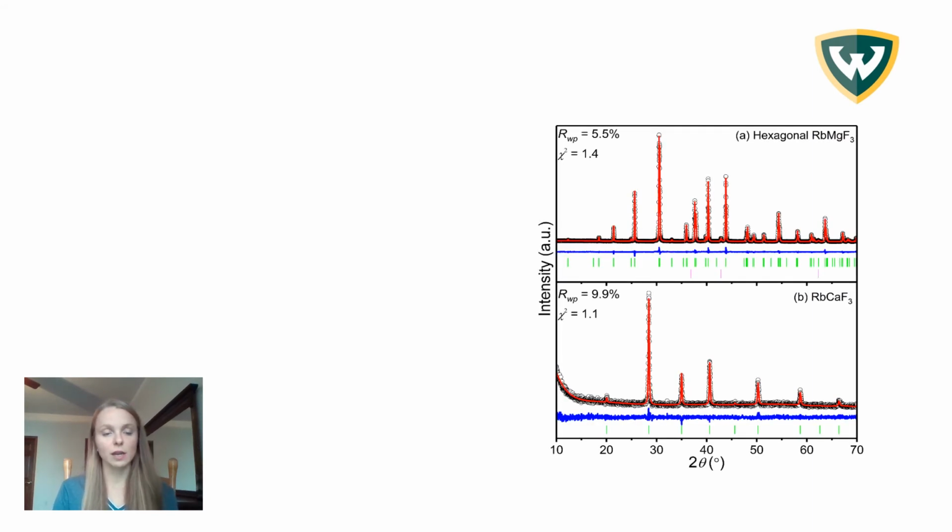So here are the results for the solid state decomposition. It took me a while to optimize the heating parameters to get phase pure samples, or phase pure materials, excuse me. But eventually I was able to do that, and when we decomposed the rubidium magnesium in the solid state, we got the hexagonal phase, and then we were able to obtain the rubidium calcium fluoride phase pure as well.